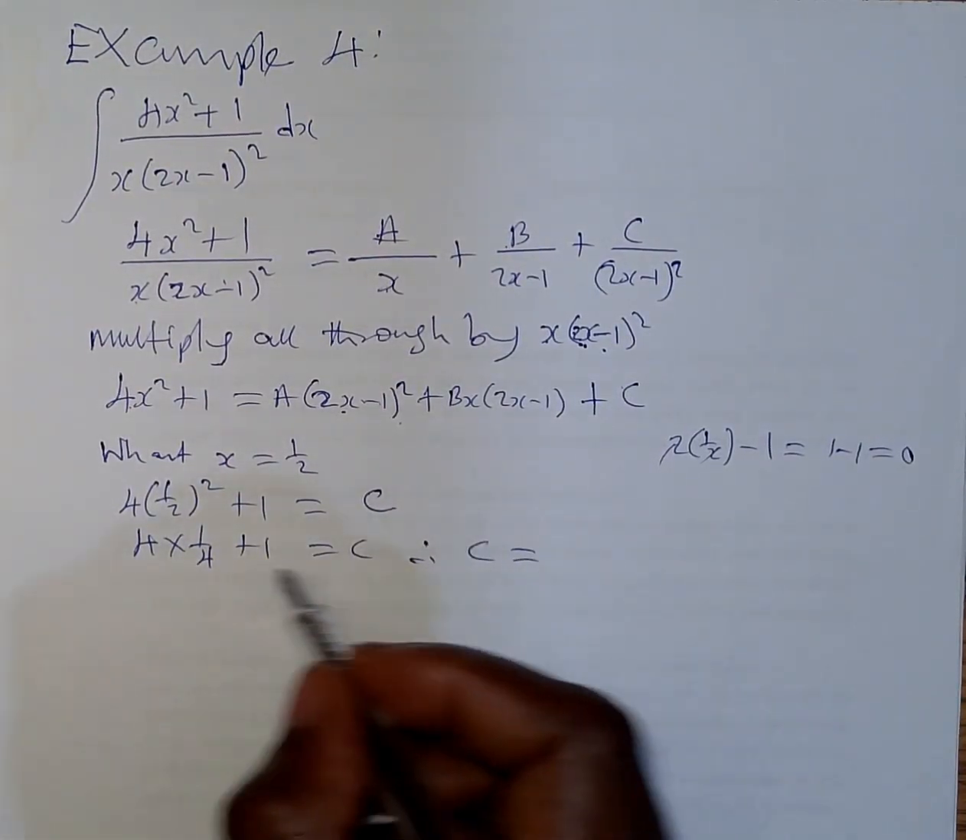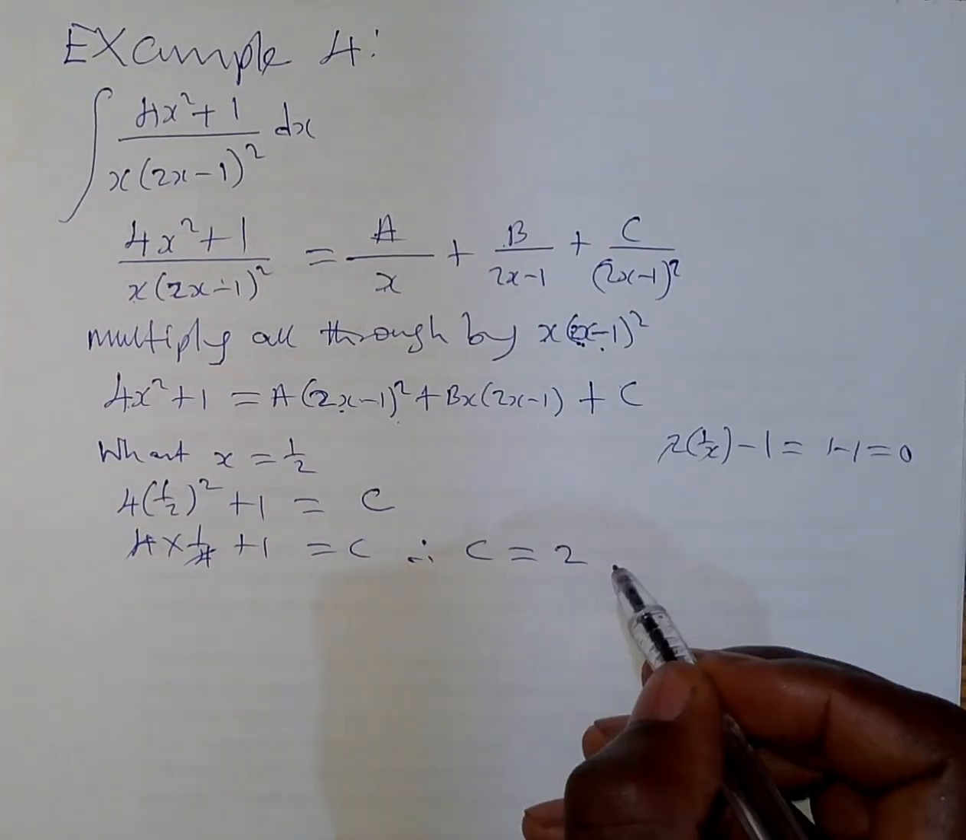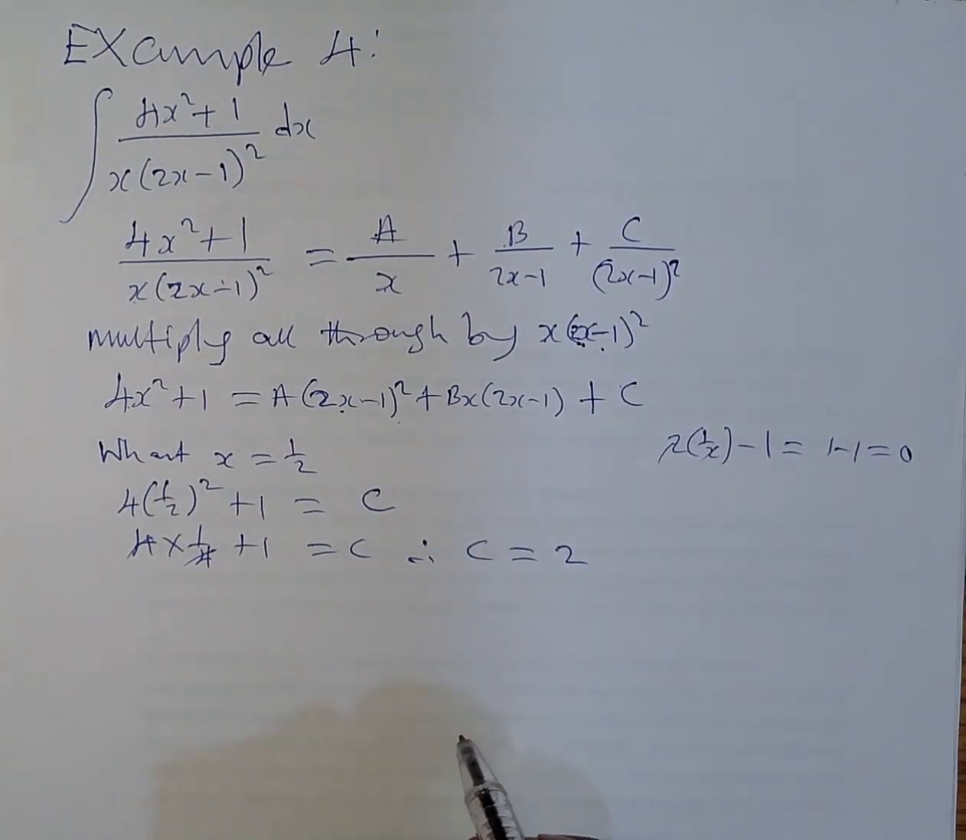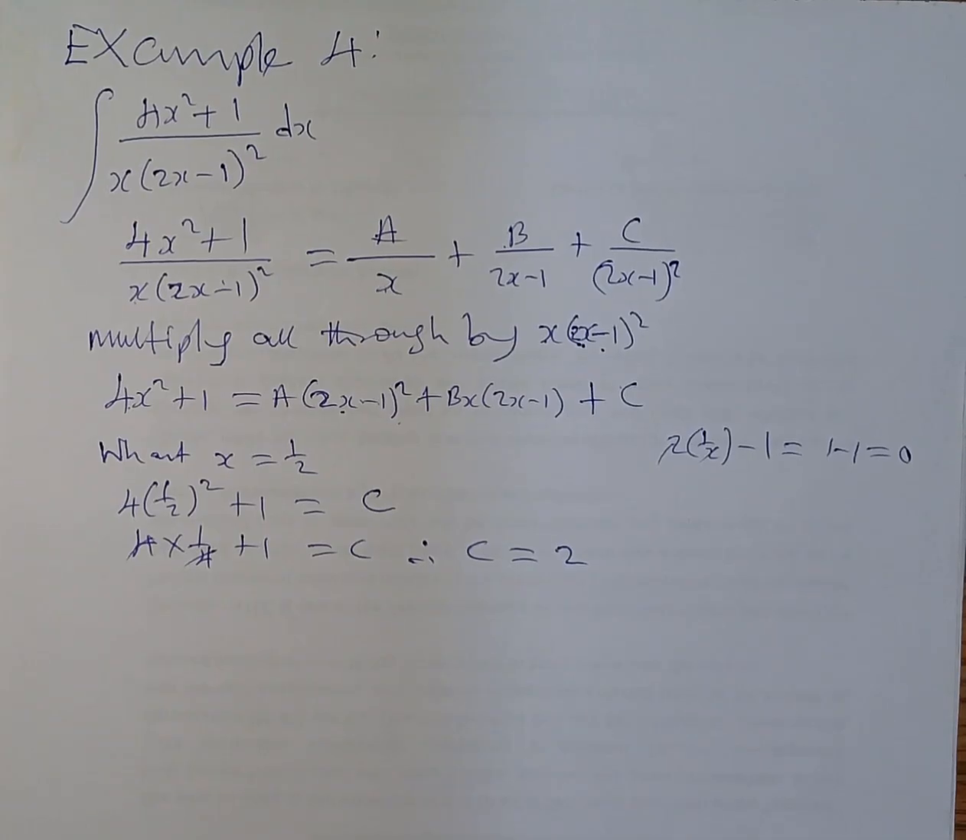Therefore, our C will be equal to, this will kick out this. We are left with C to be the same thing as what? As 2. Yes, sorry, did I say 2? Let's look at it closely. Is C really 2? Let's check that closely, please.